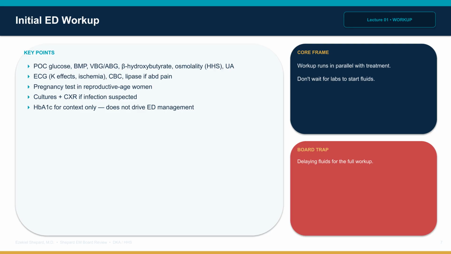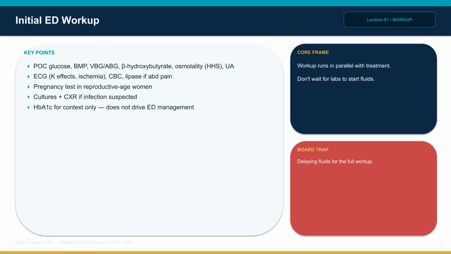You want to get a chemistry panel on them to assess for electrolyte derangements, look at their bicarb level, look at that anion gap and their kidney function. Order that beta-hydroxybutyrate, order those urine ketones, see if their urine tastes like sweets. Get a venous or arterial blood gas for pH and partial pressure of carbon dioxide, assess serum osmolality when HHS is suspected, perform that EKG to evaluate for potassium effects and to rule out ischemia, get your CBC, get your lipase if there's belly pain, a pregnancy test in the age appropriate, and order the blood cultures and chest imaging when you suspect infection.